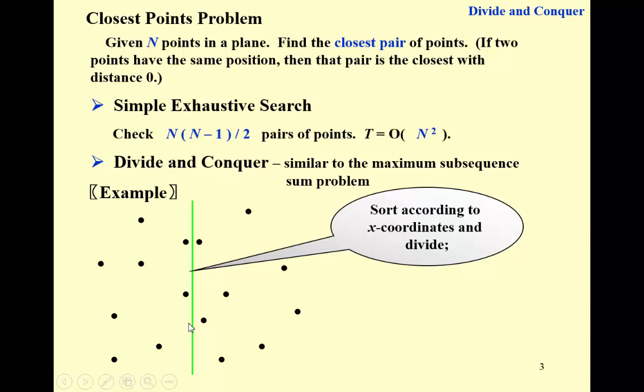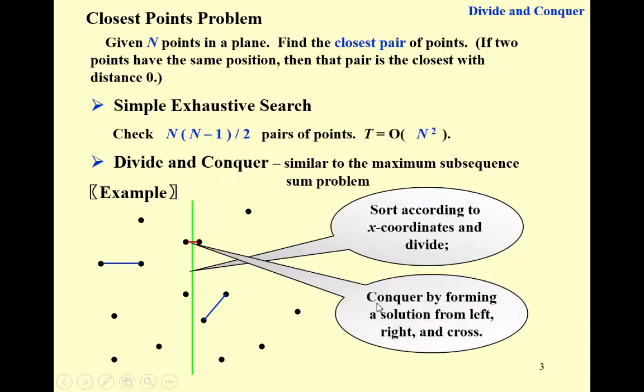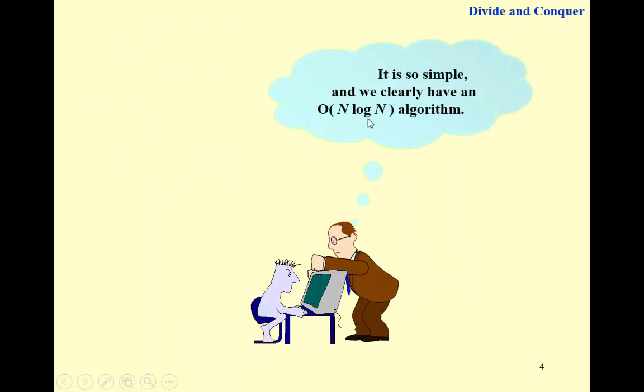And then what? Conquer, right? Recursively conquer the left-hand side and obtain a shortest distance, and recursively solve for the right-hand side. Plus, we must find the closest pair across the border. It's just similar to the maximum subsequence sum problem, right? So the final solution must be one of these three answers. Sounds quite simple. So we conquer by forming a solution from left, right, and cross. It's so simple, and we clearly have an n log n algorithm.